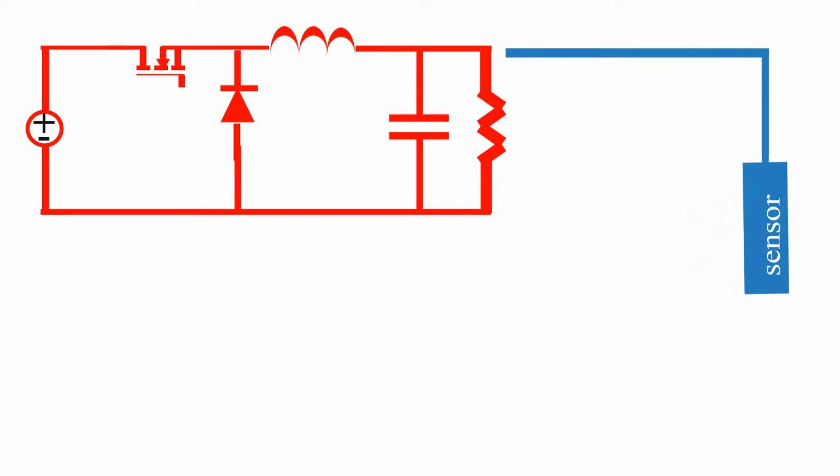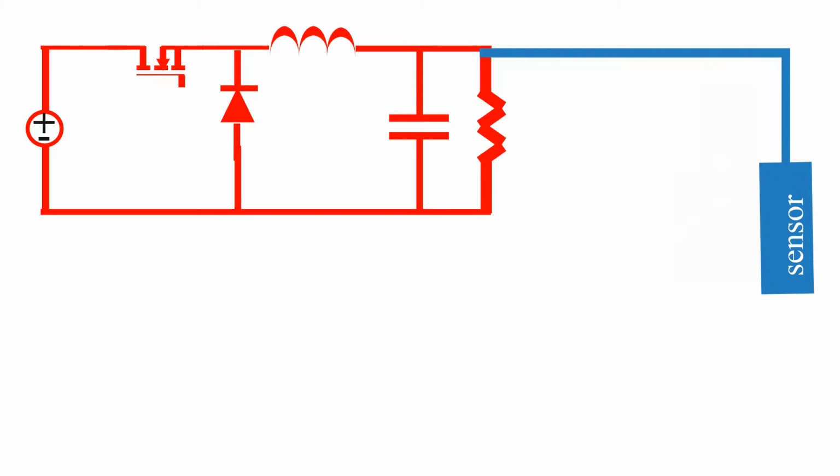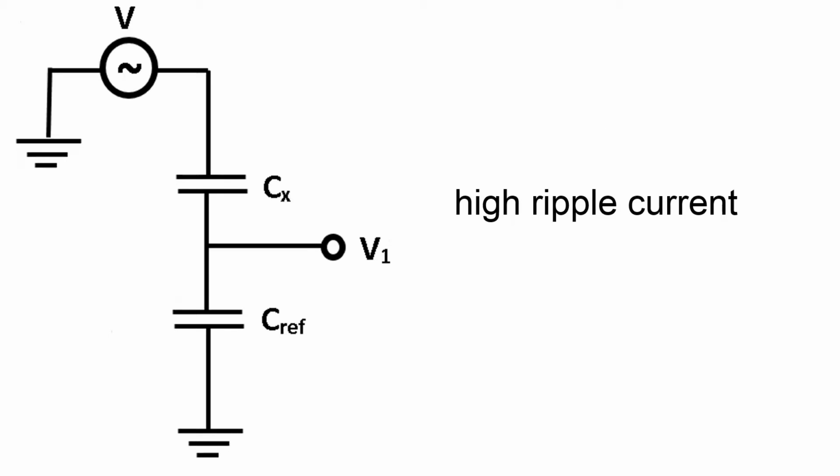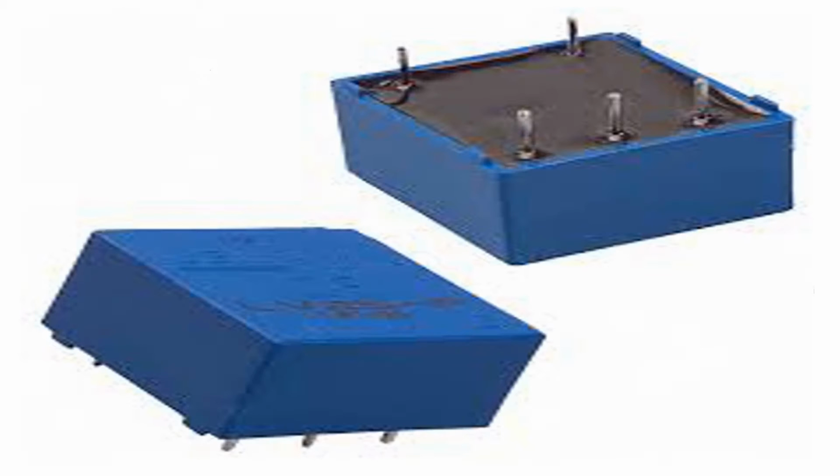We need a voltage sensor to sense the output voltage. The sensor can be a simple voltage divider, or it can be a capacitive divider, or it can be a voltage transducer, which converts voltage to current.